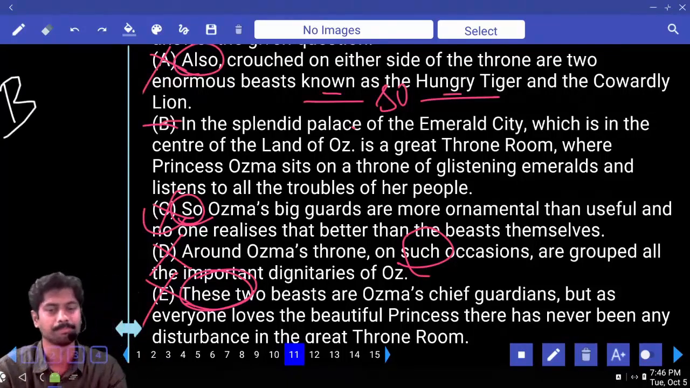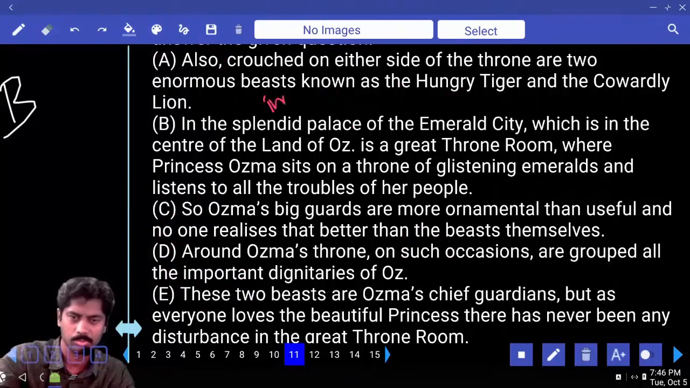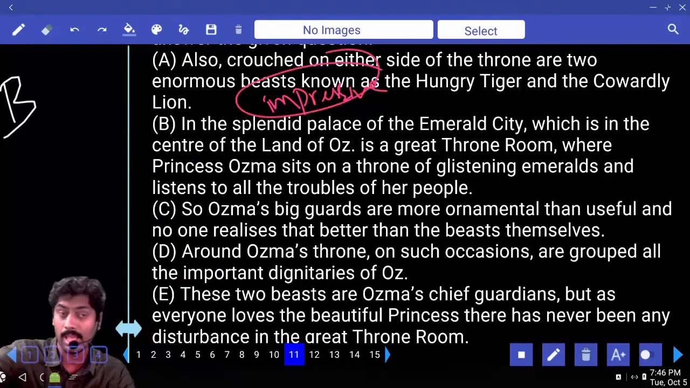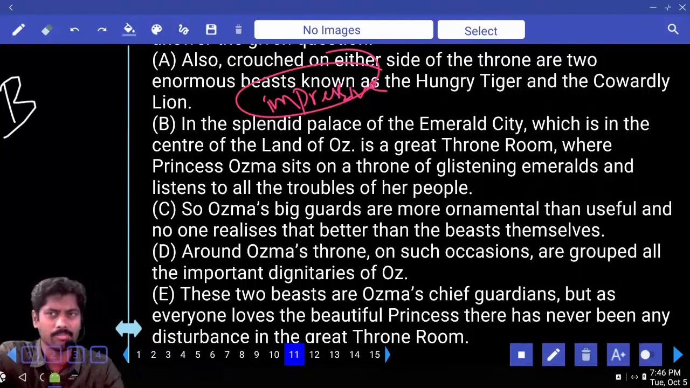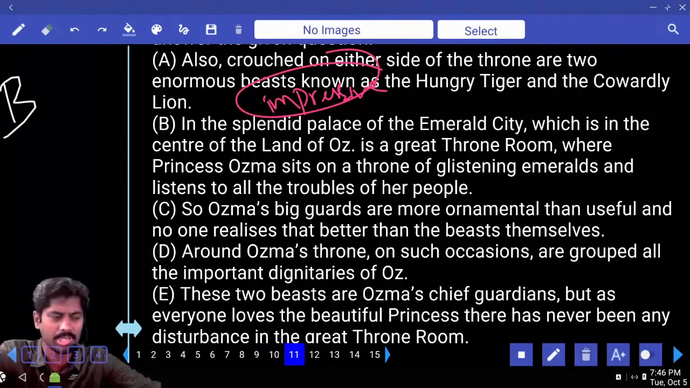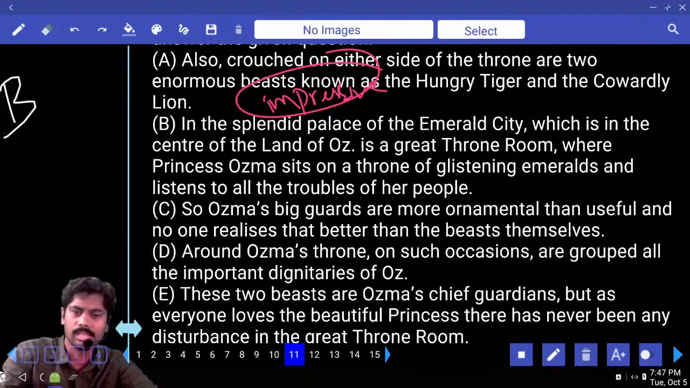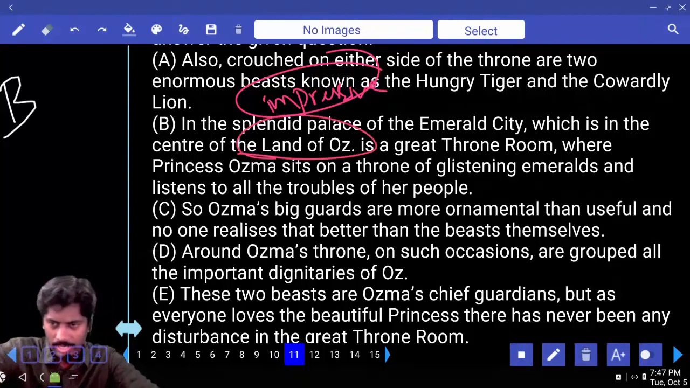Now what is B saying? The splendid palace, splendid means impressive, attractive. Impressive, attractive, beautiful palace of the Emerald City. Emerald means a kind of stone which shines, right? Have you ever heard of emerald? Green color generally. Am I true? Emerald, green color stone. In the splendid palace of the Emerald City, which is in the center of land of Oz. So where is this city? It is in the land of Oz.